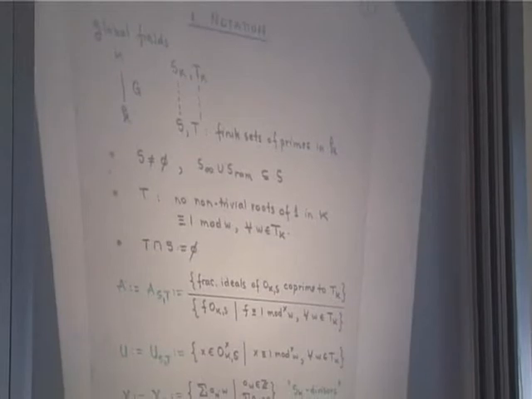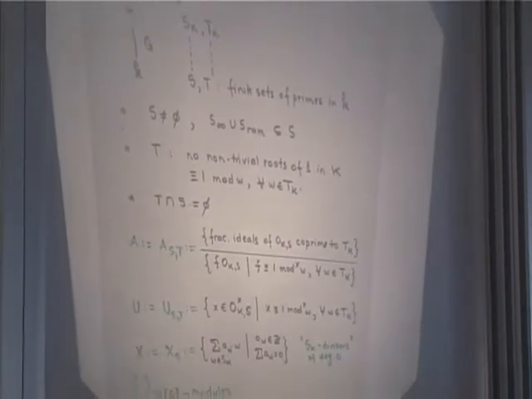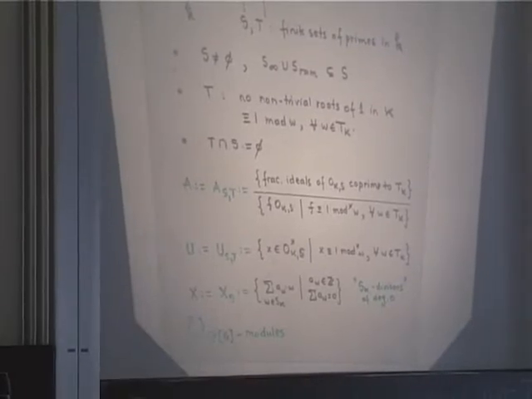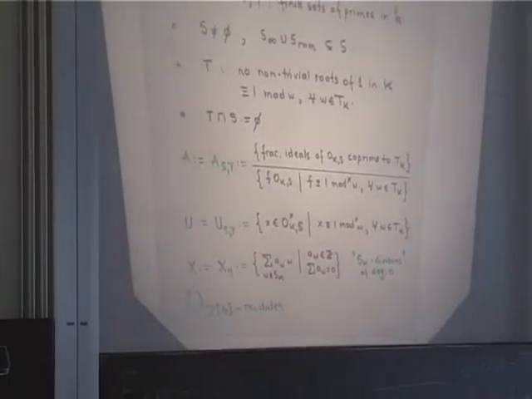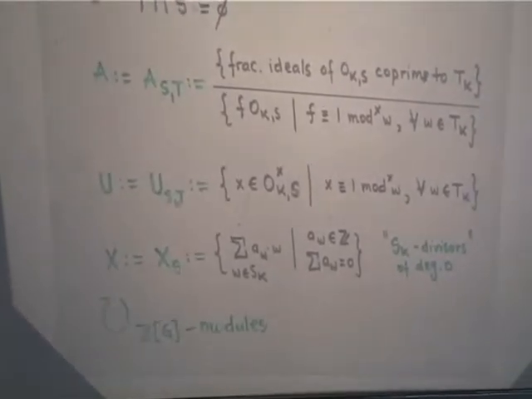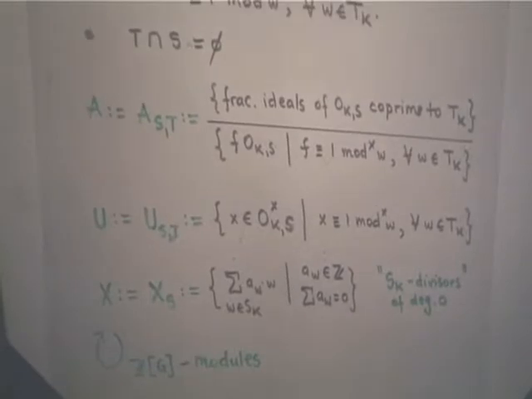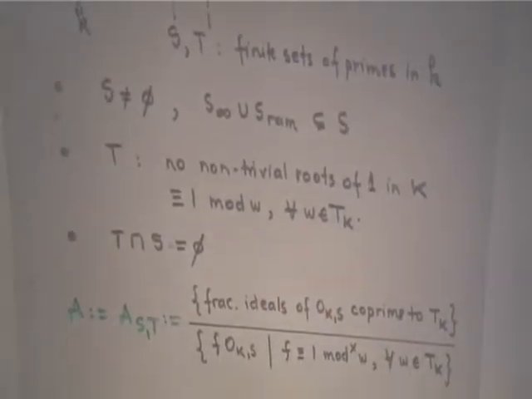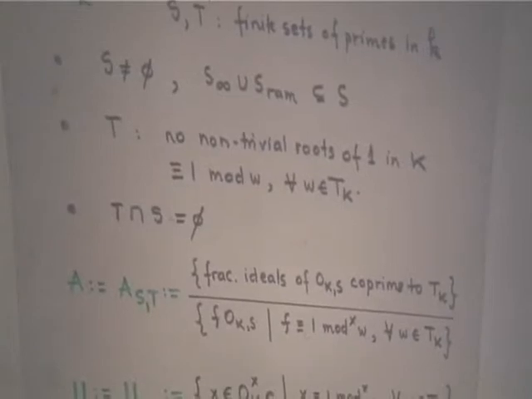And I want T to be large enough so that there are no non-trivial roots of unity in the top field which are congruent to 1 modulo every single prime in Tk. So for example, if T contains 2 primes of different residual characteristic, that implies right away that there are no such roots of unity in the top field. And I want T and S not to touch one another, so their intersection is empty.